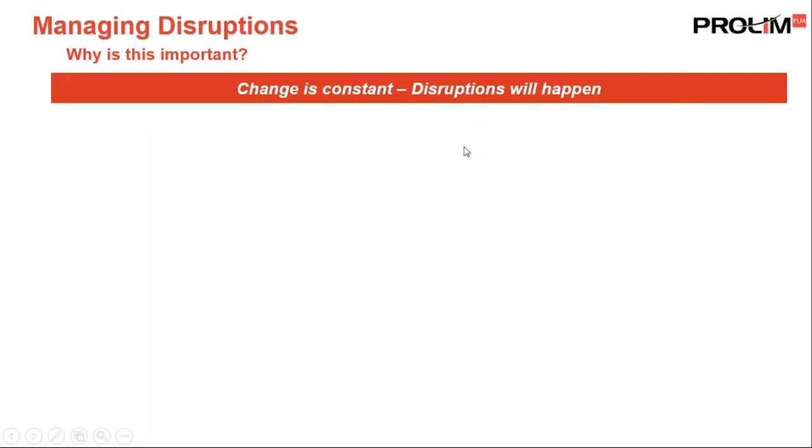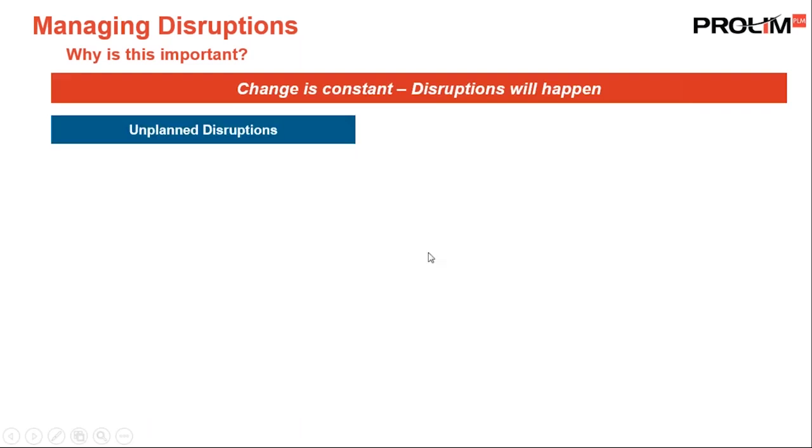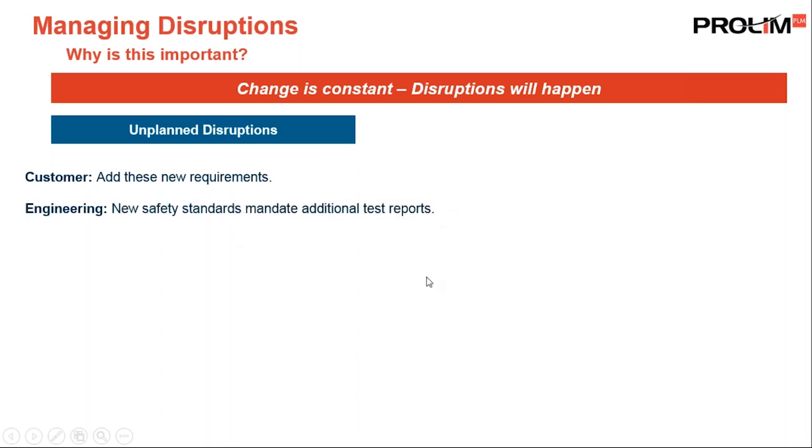Now, obviously, during program execution, various types of disruptions may come in, and they could be planned or unplanned. Once an unplanned disruption comes, we need to accommodate it into our existing plan. It could be that the customer is changing the requirement or adding a new requirement. Some requirements come because a new safety standards mandate has come in. And sometimes the PMO is doing some resource allocation and resource shuffling.